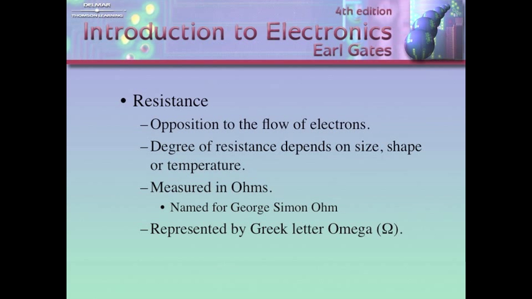Another critical electrical property is the property of resistance. This is the opposition to the flow of electrons. The degree of resistance depends on size, shape, or temperature. Measured in ohms, named after George Simon Ohm, and it's represented by the Greek letter omega.